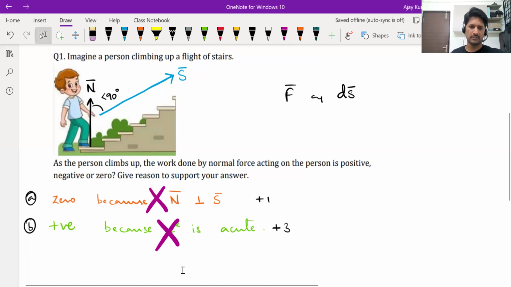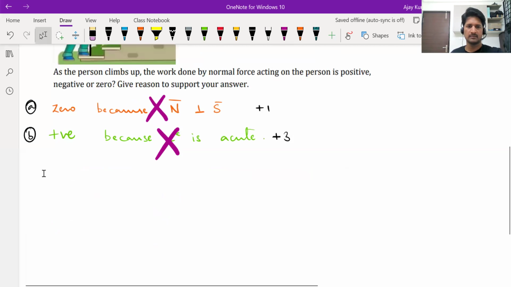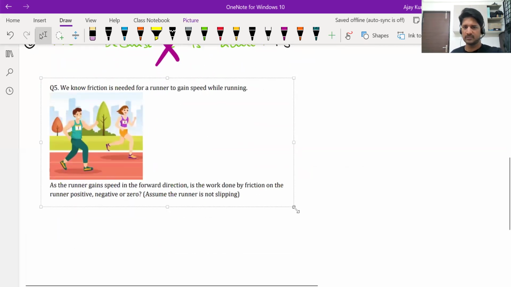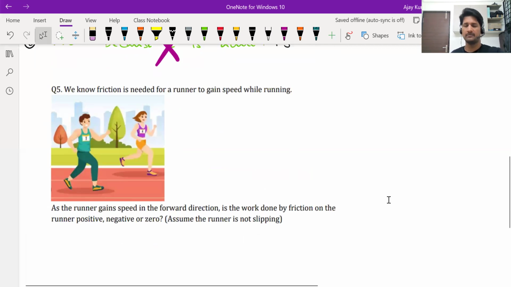Okay, I think there was one more question also in the worksheet. Just a moment. This runner case. For this also, think carefully and come up with an answer along with an explanation. As the runner gains speed in the forward direction, we know to gain speed, we need friction from the ground. As the runner gains speed in the forward direction, work done by friction on the runner is positive, negative, or 0 is the question.